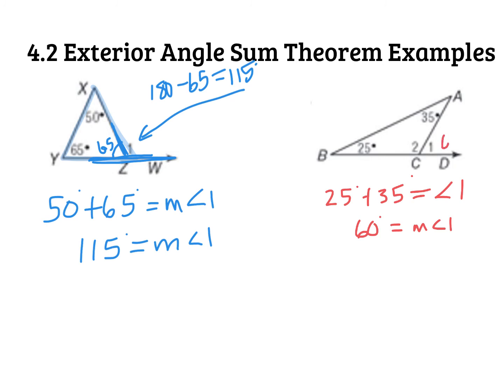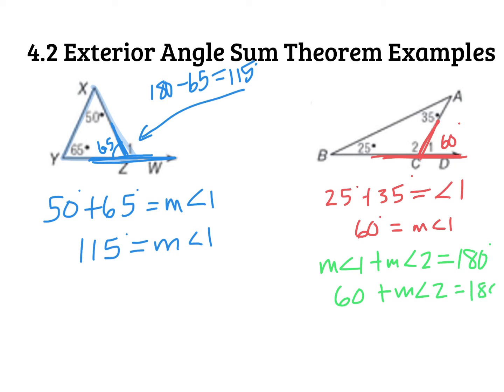Now, if this piece is 60 degrees, and together 1 and 2 form a linear pair, we know that linear pairs are supplementary, right? We know that measure of angle 1 plus measure of angle 2 should always equal 180 because they form a straight line. So if measure of angle 1 is 60, we can find the measure of angle 2 by solving for our missing value. Subtract 60 on both sides. Measure of angle 2 equals 120 degrees. And that's how we go about finding both measures.